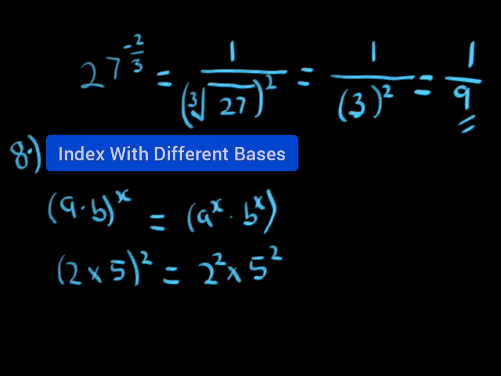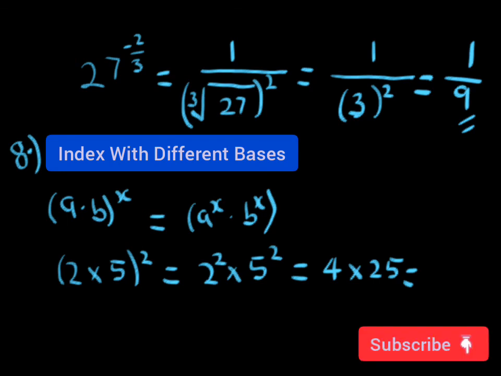So 2 square gives us 4, and 5 square gives us 25. So in the end, our answer becomes 4 times 25, giving us 100. How true. That's my time, guys.